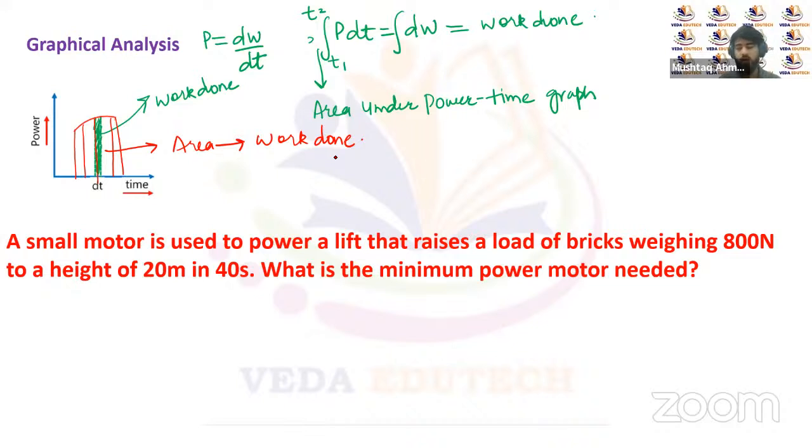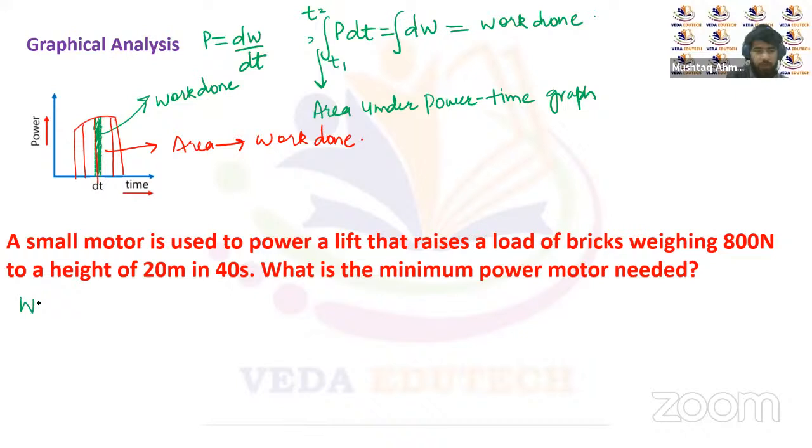So minimum power motor needed. We're not accelerating these bricks. Actually, we are moving these bricks with a constant speed or constant velocity, right? So the power needed will be, let's first calculate the total energy, the total work done.